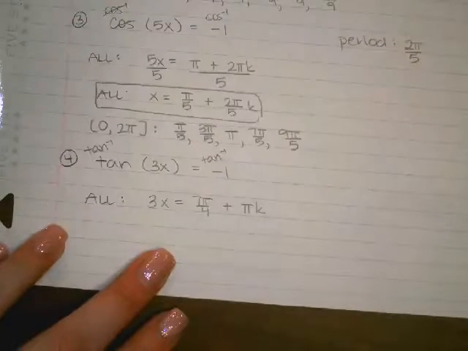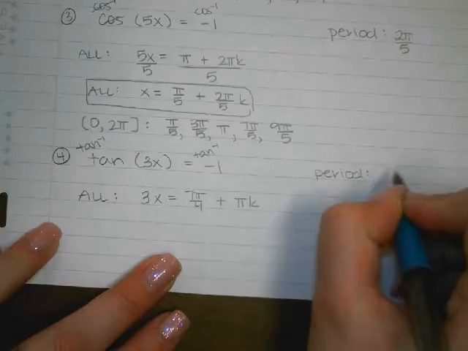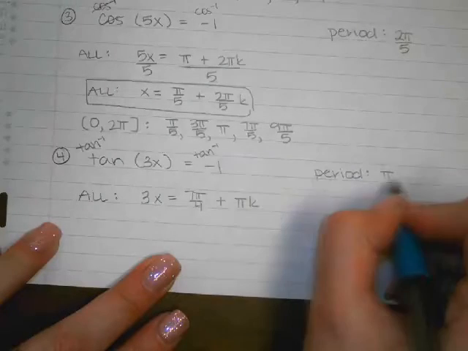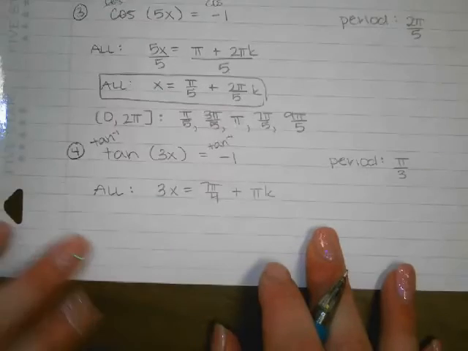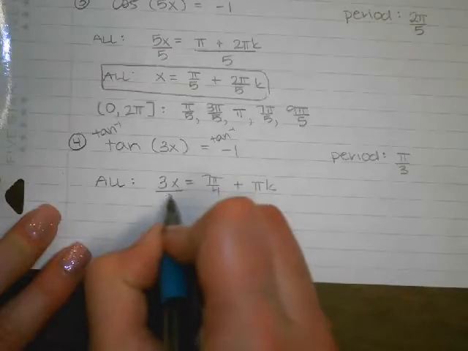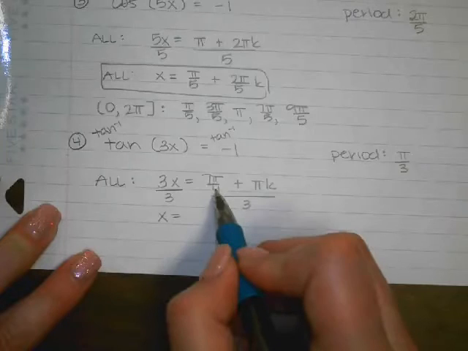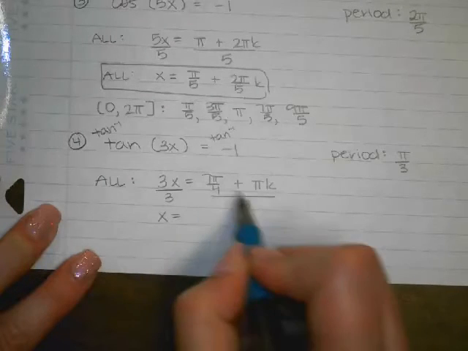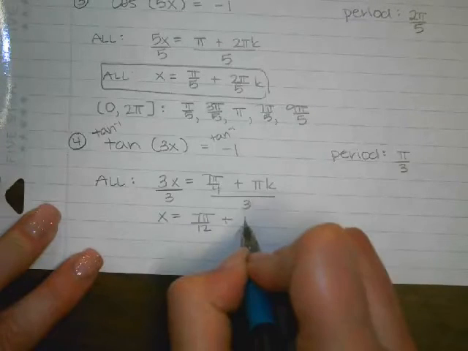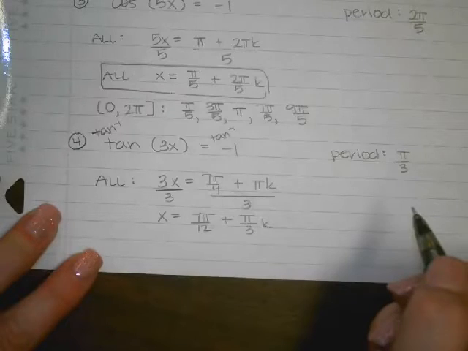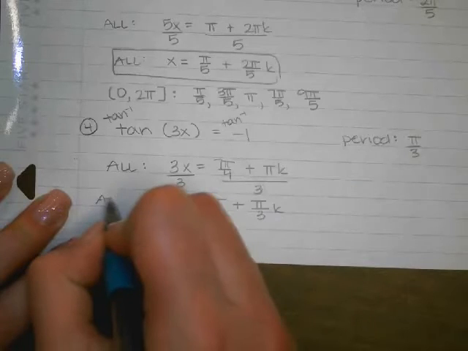Right. So over here, I can still do the same work to show you the period of the graph. Since the period of a tangent graph is pi, we would do pi divided by 3 to get pi thirds for this one. All right. So here I'm going to go ahead and divide by 3 and divide by 3. So I get x equals 7 pi fourths divided by 3. I'm thinking of the bottoms kind of multiplying, so that'd be 7 pi twelfths, and then that's plus pi thirds, okay? And so this is my all solutions answer.